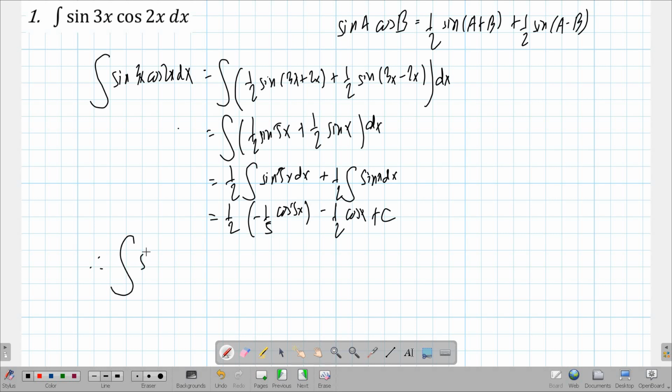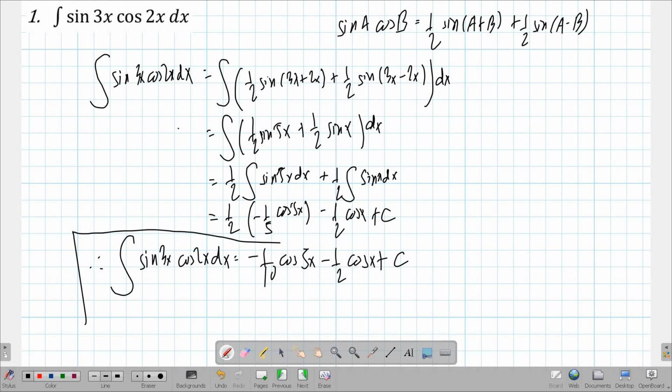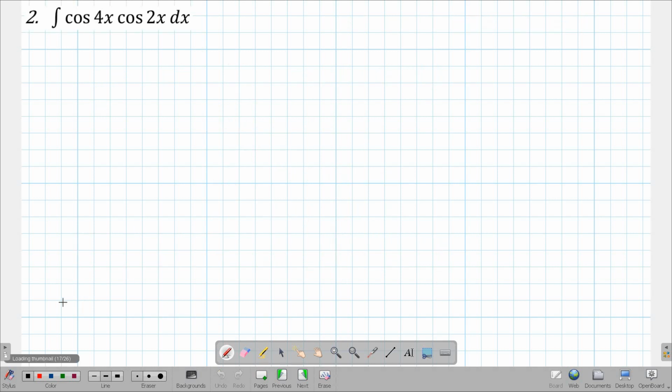Therefore, the integral of sine 3x cosine 2x dx is equal to negative 1/10 cosine 5x minus 1/2 cosine x plus c. So there we go. Let's have another example.